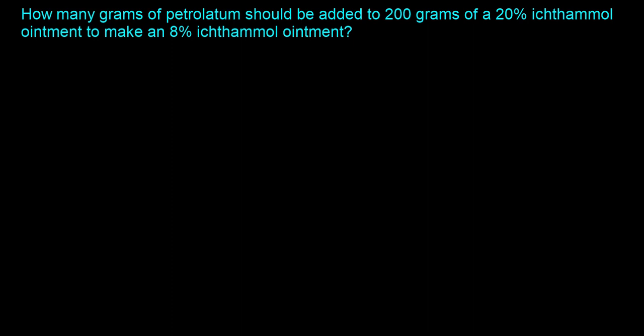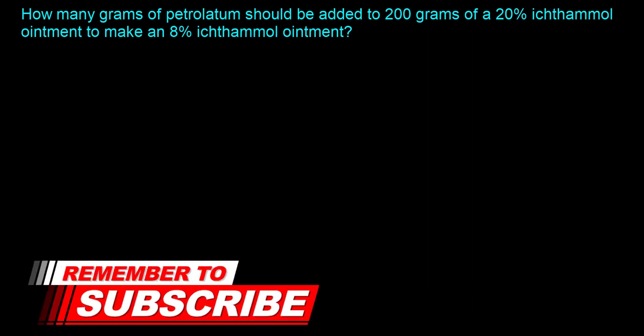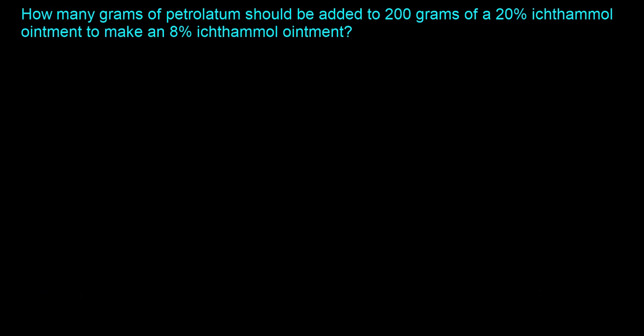This question says, how many grams of petrolatum should be added to 200 grams of a 20% H-mol ointment to make an 8% H-mol ointment? Now once again in this question, we only have two numbers which represent the concentration of the ointment, which are given in the question explicitly. But to use the alligation method, we need three concentrations. So let's first set up the grid. We have our two vertical lines and then the two horizontal lines.